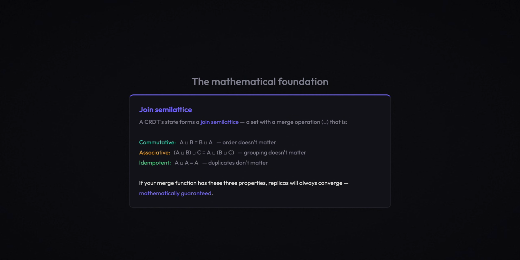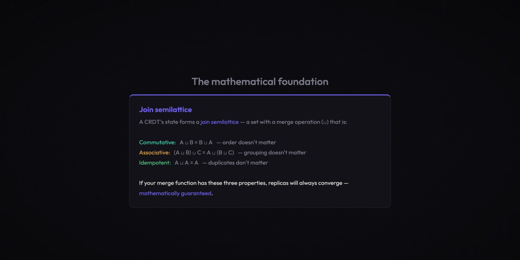The P counter says A has incremented 5 times, B 3 times, C once. Total positive 9. The N counter says A has decremented 1 time, B 0, C once. Total negative 2. The current value is P minus N. 9 minus 2 equals 7. Both the P and N counters merge independently using element-wise max. The value is always derived as the difference.